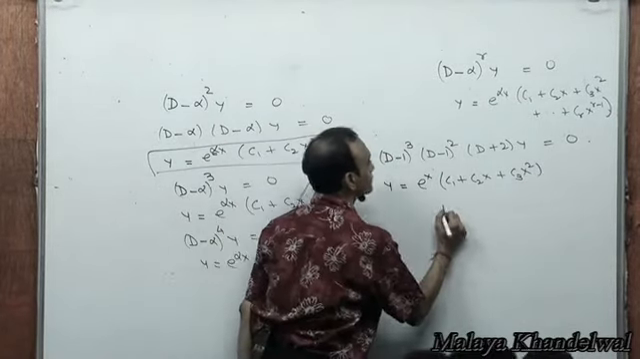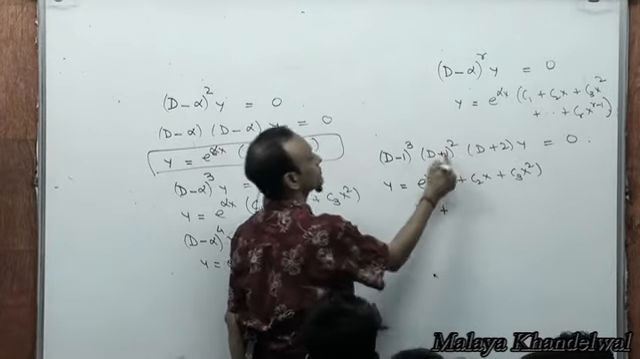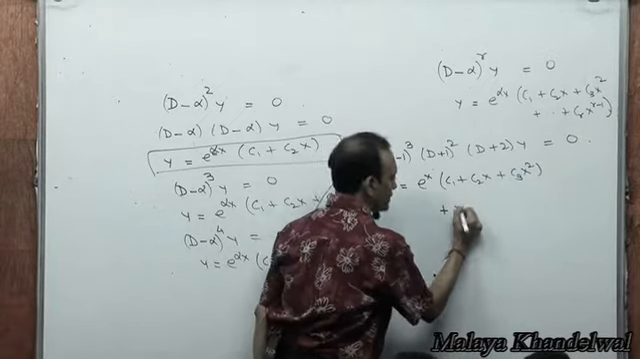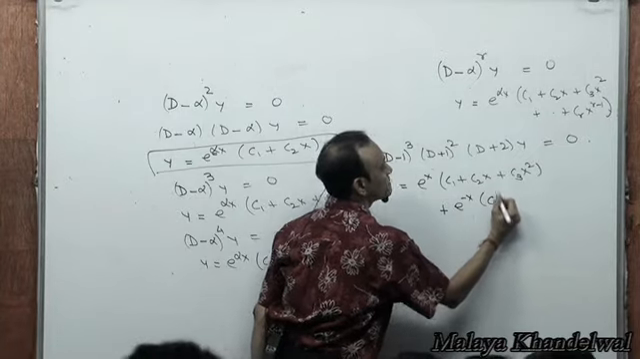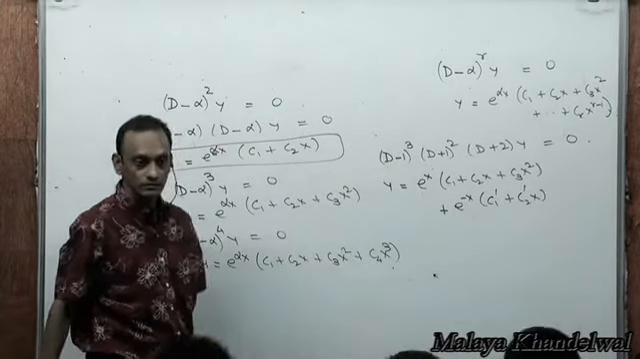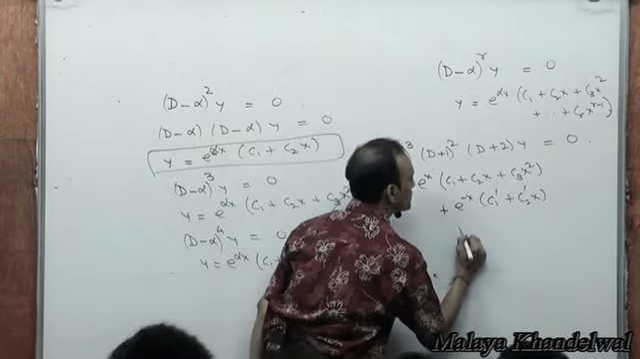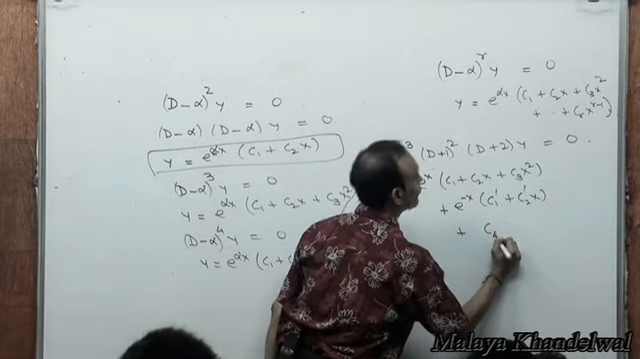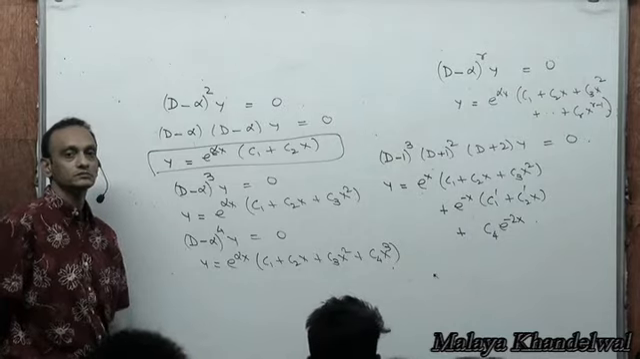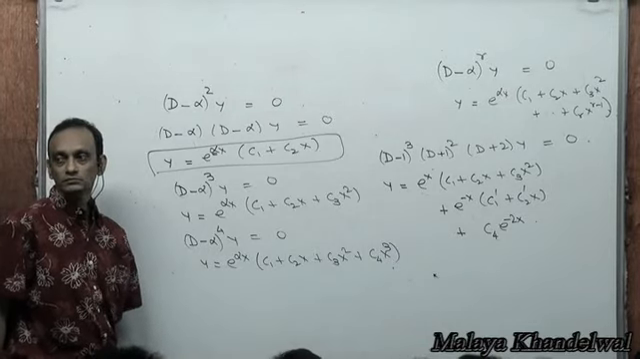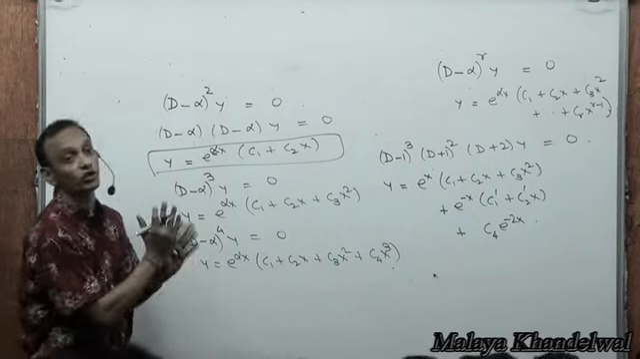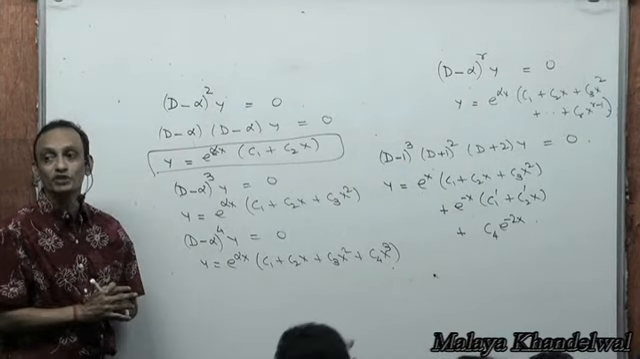Now this one, I'm sorry, let me call it (D plus 1) whole squared. Now e to the power minus x, say (c1 prime plus c2 prime x), would be the contribution made by this. And the contribution made by this is going to be, say, c4 e to the power minus 2x.